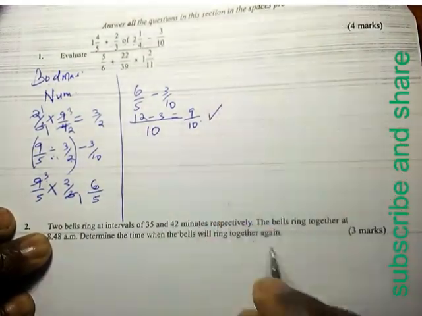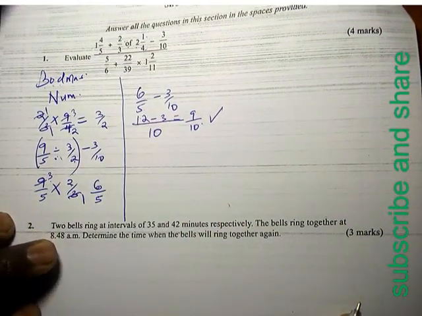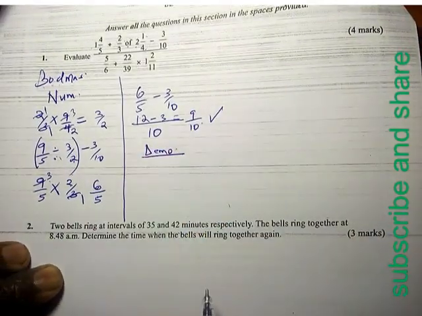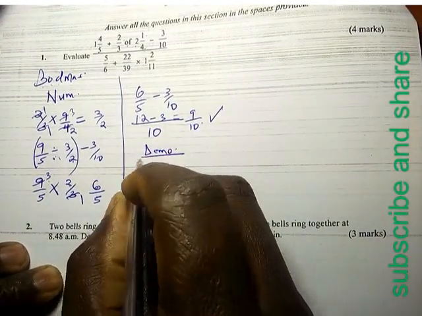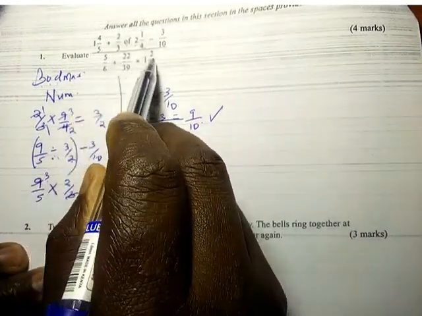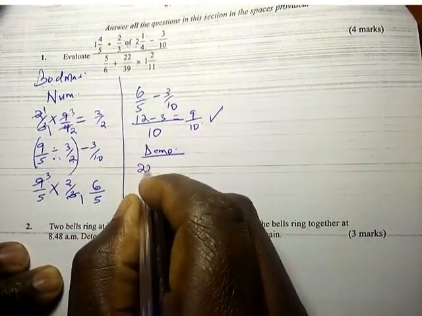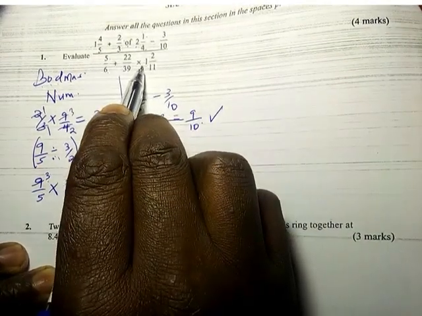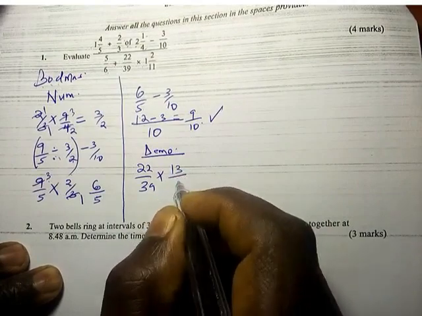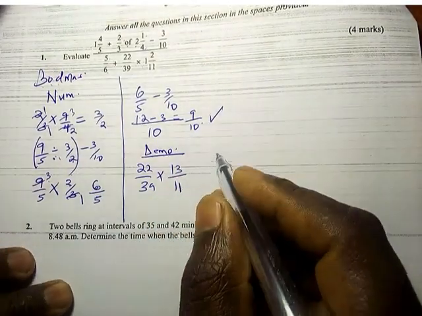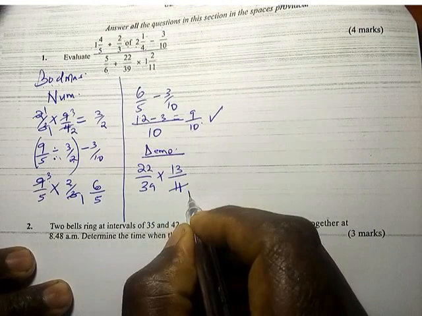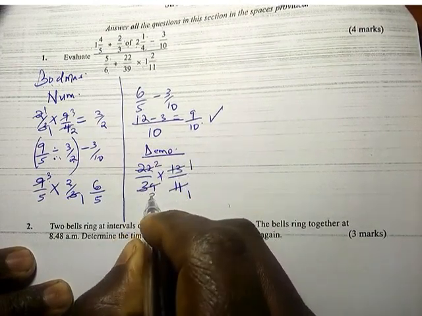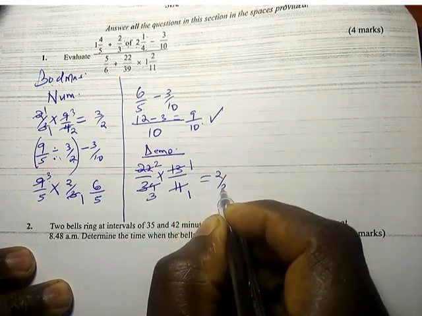So we have finished with the numerator. Up to there you have gained your marks. Now you write the denominator. For the denominator we have 5, so we start with multiplication, that is 22 over 39 times this, 11, 13 over 11. So 11 once, 11 here twice, 13 once, here thrice. So we have 2 over 3.